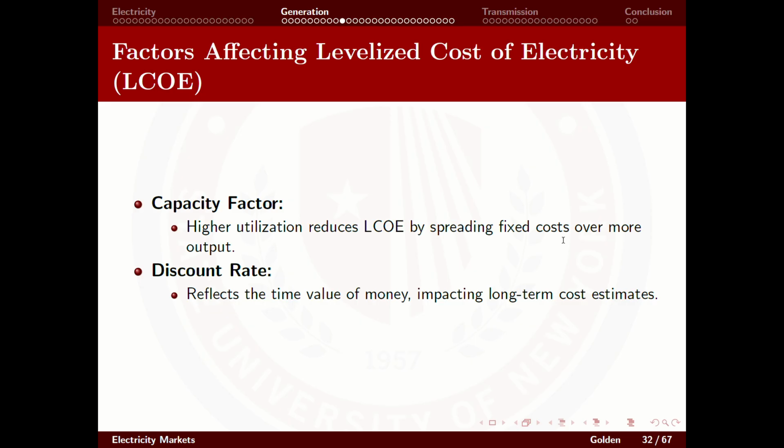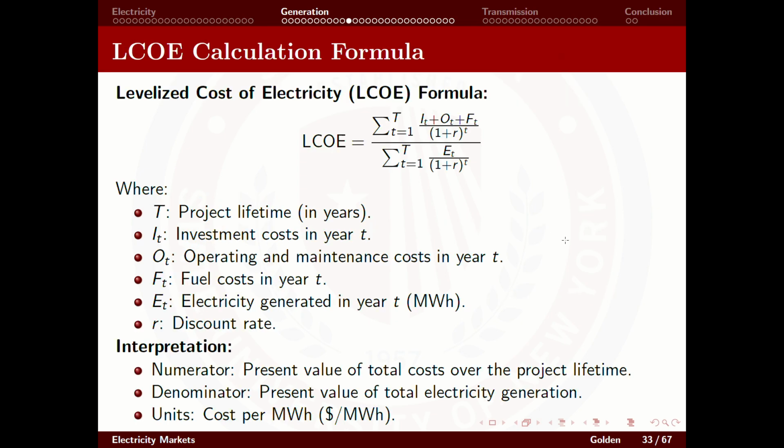And then higher utilization reduces LCOE by spreading fixed costs over more output. So a higher capacity factor reduces LCOE and makes the system more economical. And discount rate reflects the time value of money, impacting long-term estimates of costs. We talked about this a lot in cost-benefit analysis. So here's the levelized cost of electricity, also potentially levelized cost of energy, depending on who you're hearing it from.